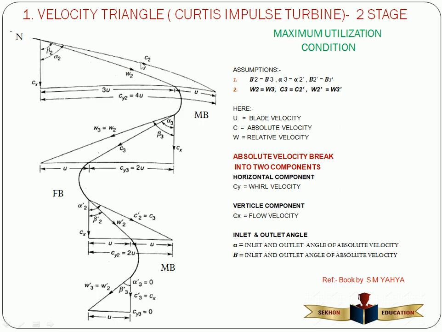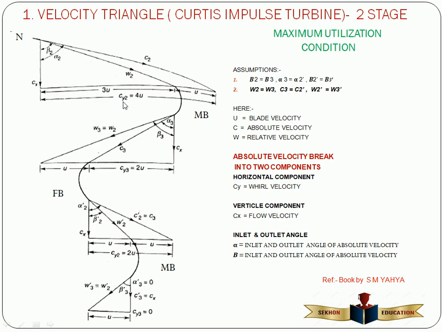So the value of C2 is very much high. Then again this enters the first moving blade. Now we know that the moving blade has some motion, that means the velocity of the blade is u. So the velocity with which the jet or steam enters the moving blade is the relative velocity, that is W2.